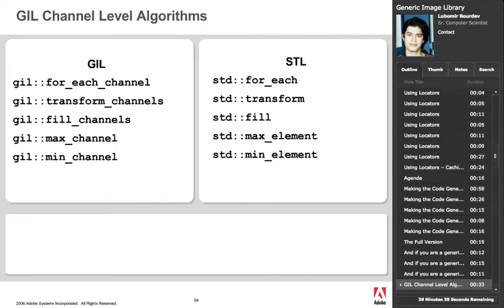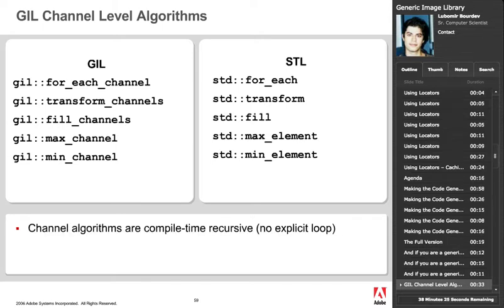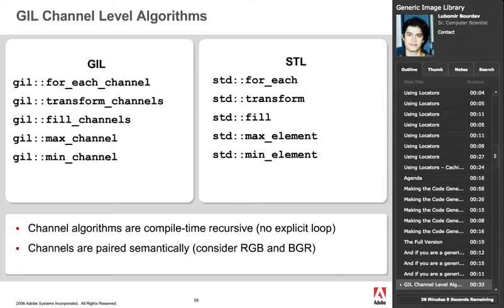GIL provides a number of channel-level algorithms that have STL equivalents. However, GIL's channel-level algorithms are implemented using compile-time recursion, which avoids the explicit loops. Another advantage is that GIL algorithms pair the channels semantically. For example, if the source is RGB and the destination is BGR, the red source channel will correctly be paired with the red destination.